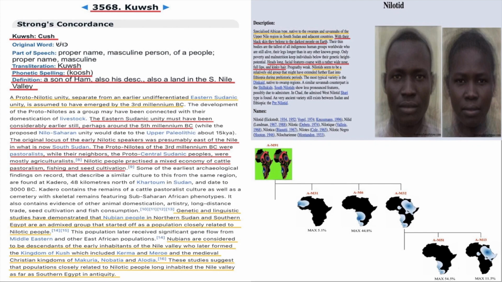And if indeed Nilots, Nilo-Saharans, and Nubian Sudanese peoples do truly descend from Cush, son of Ham, then it's likely that they would have had haplogroup A, as you can see on the map down below. Haplogroup A is still extremely high and present in Sudan and other parts of Africa. So these are the Cushites from the son of Ham.